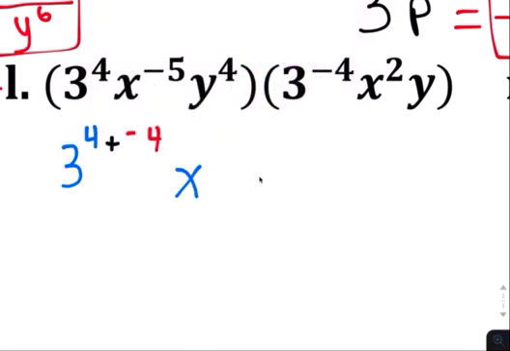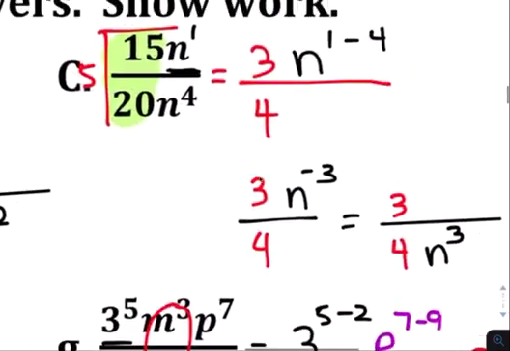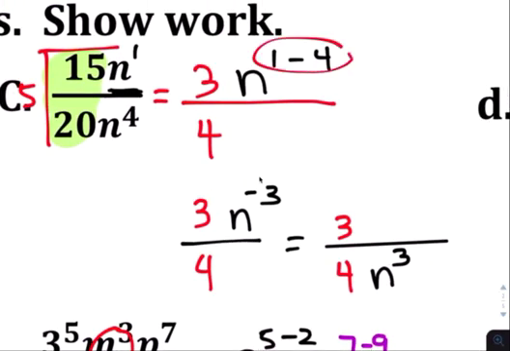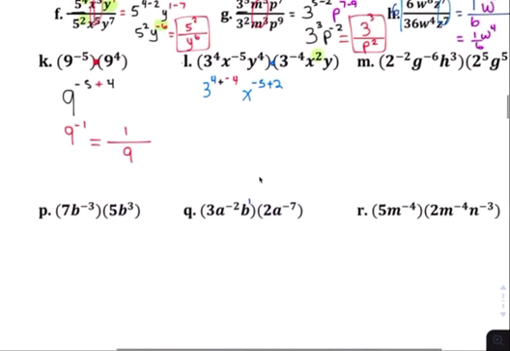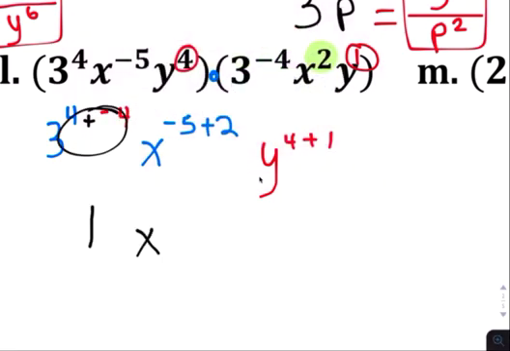x, and your x is -5, and then the other is a 2. That's a 2. When you're multiplying, you're adding the exponents. If you notice earlier, these are dividing. So when you're dividing, you subtract the exponents of 1 and 4. When you are multiplying, you're adding the exponents. So the exponent for y here is 4 and an invisible 1 here, plus that 1. So your answer is 3. This is to the 0 power, so it's 1, x to the -3, and y to the 5th power.